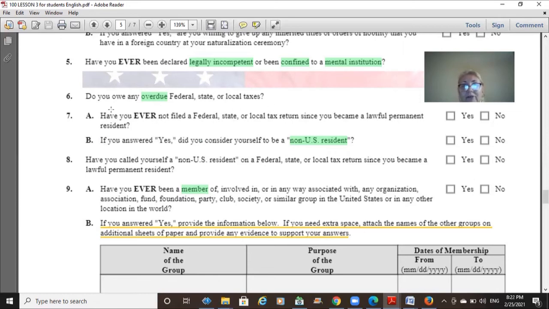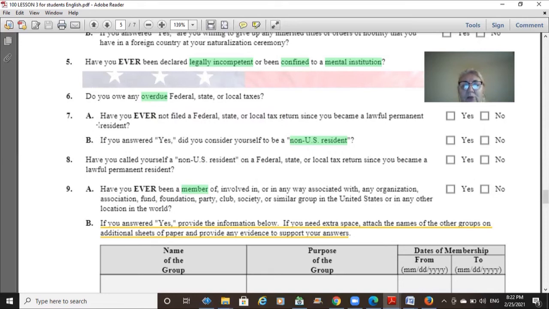Well, for people who always file them, you should put no. There was never a time when you didn't file. But for people who for some reason did not file them at some point, you should put yes. But remember, you will need to explain why you have not done that.